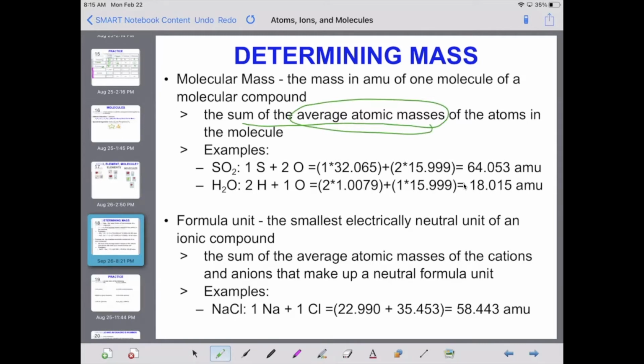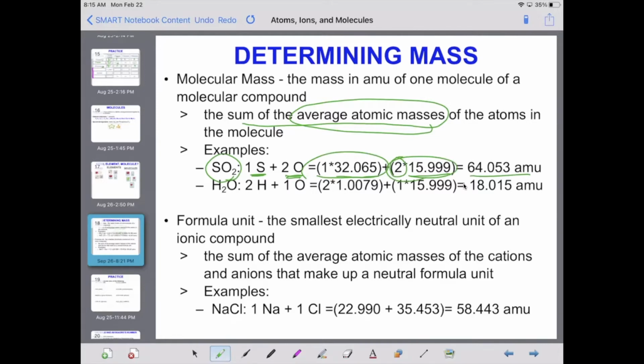Here are a couple examples. SO2, so we have 1 sulfur atom, and that is atomic mass of 32.065. And we multiply that by 1 because there's 1 sulfur. And we have 2 oxygens. So the atomic mass of oxygen is 15.999. We multiply that by 2, and we add that plus that, and we get 64.053 AMU, or atomic mass units, for SO2.